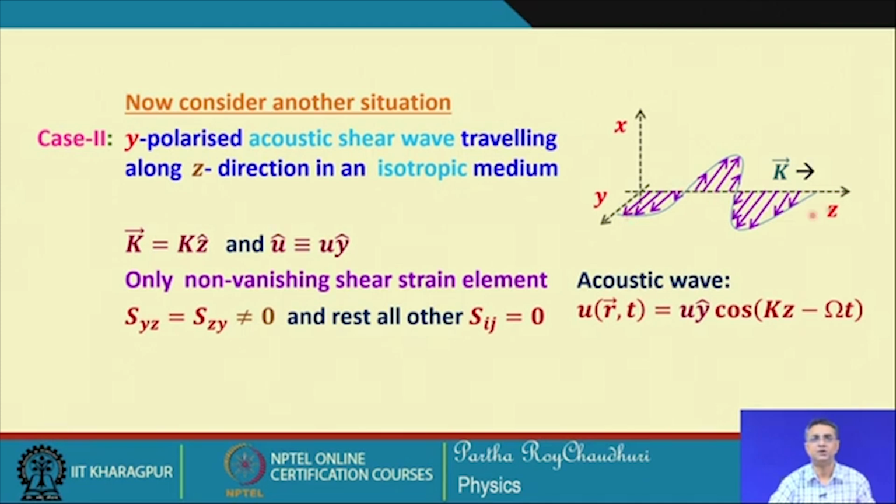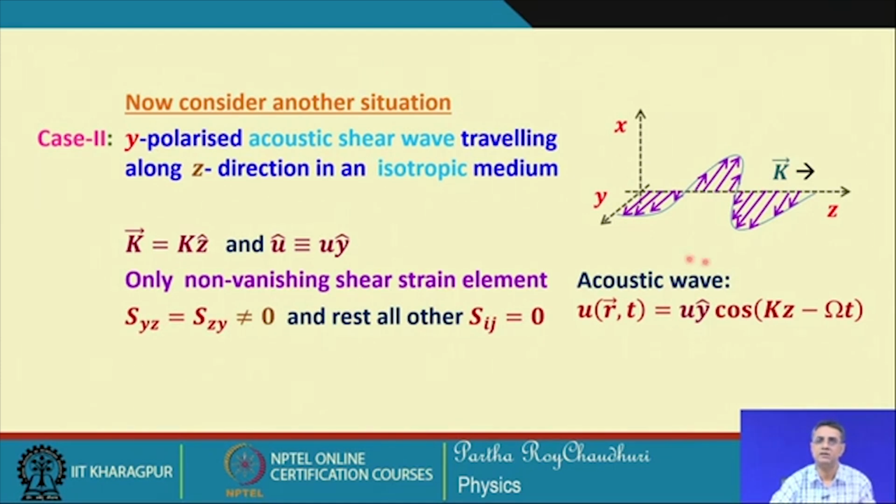changes as a function of z. So, this will be u suffix y with unit vector y. So, it appears in this form. We can as well write u y and then unit vector y, that will make this understanding simpler, and S yz and S zy are the only non-vanishing components.